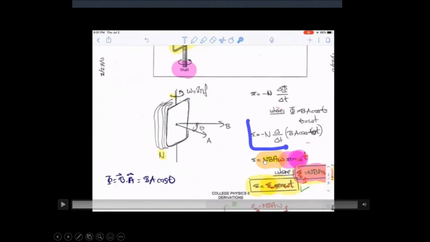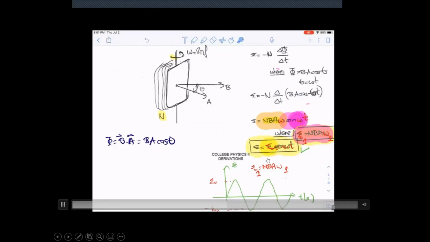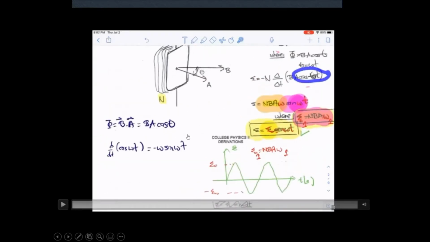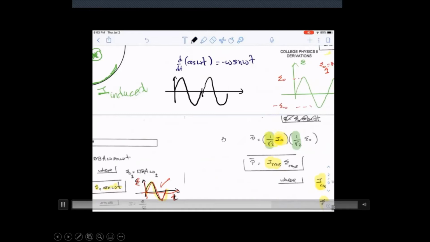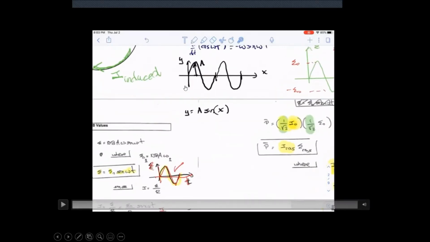In essence, what we're doing is we're just changing the angle in time. So this becomes a time derivative. When you take the time derivative of this, you end up coming up with a mathematical expression. Taking the time derivative of cosine of omega t gives negative omega times sine of omega t. And so this expression becomes this expression, which means that the voltage is going to be going up and down, not only in direction but also in value. And in our case, this is a sine wave.